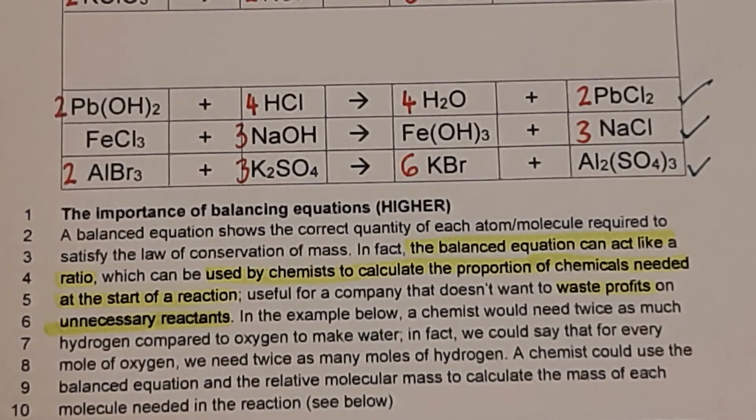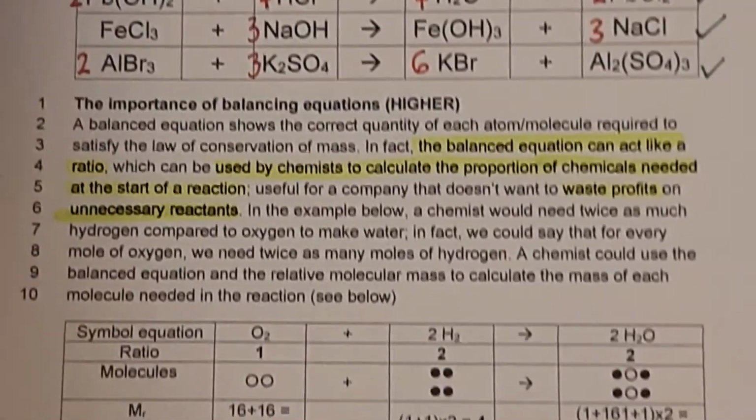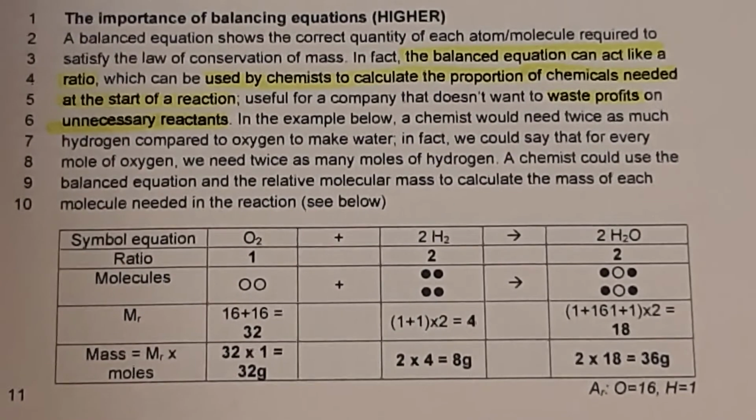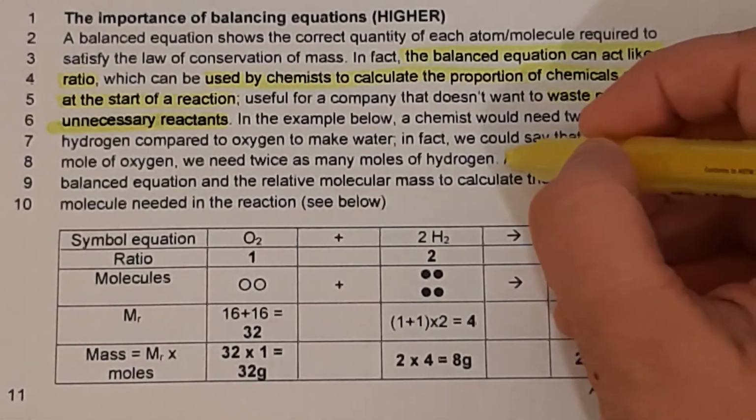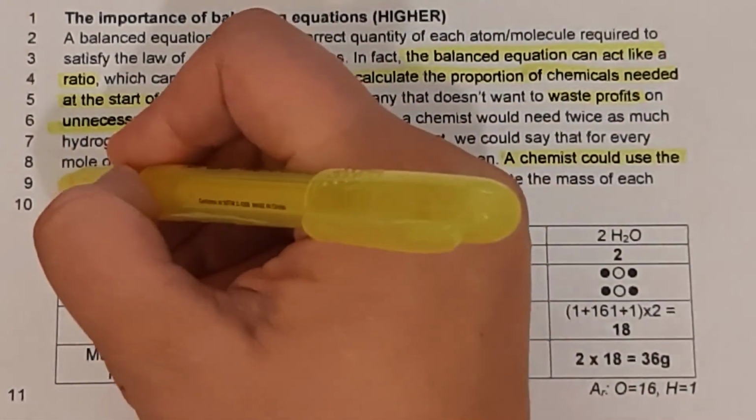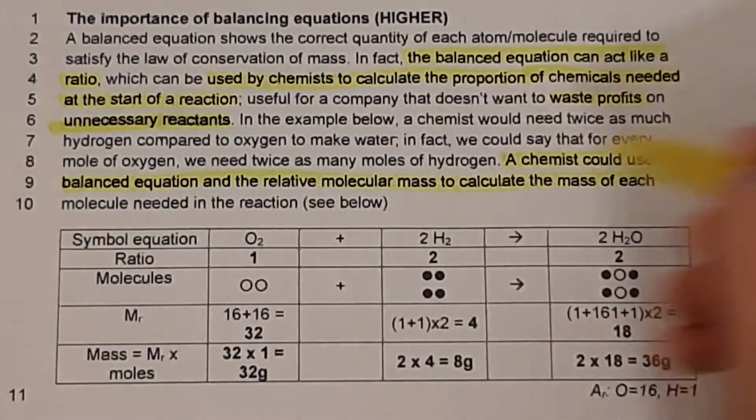So, in this example below, which is shown here at the bottom of page 17, a chemist would need twice as much hydrogen compared to oxygen to make water. In fact, we could say that for every mole of oxygen, we need twice as many moles of hydrogen. A chemist could use the balanced equation and the relative molecular mass to calculate the mass of each molecule needed in the reaction. And this is quite an important concept, something that you might be asked to do in the exams.